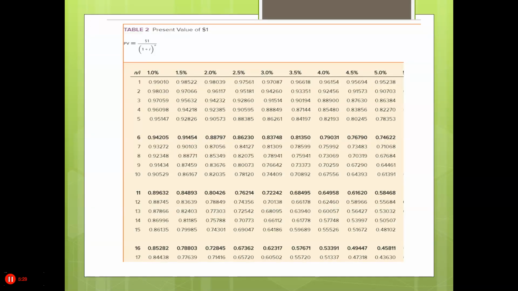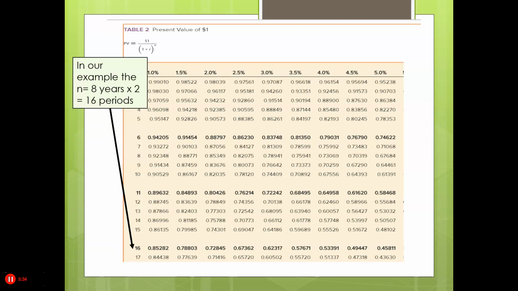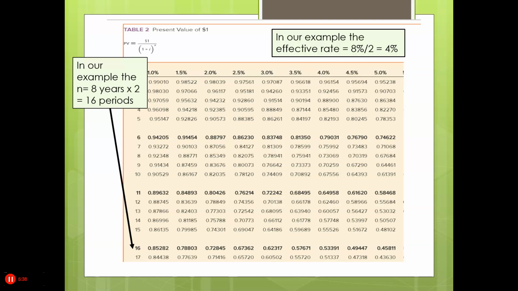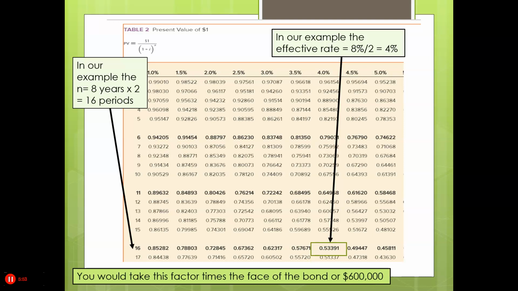All right, here's the present value table. So what we're going to do first is, it's 16 periods, so we're going to go down to this row, and then we're going to go across to 4%. And that's the factor we're going to use on the lump sum that's going to be paid at the end of the period, which is the $600,000.